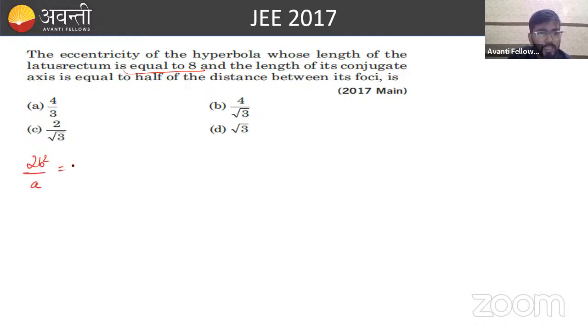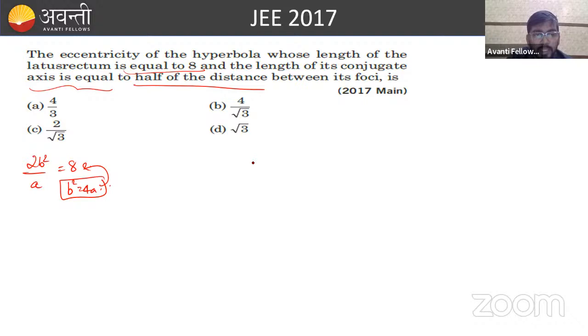2b square by a is given equals to 8, right? So b square equals to 4a. B square equals to 4a is the relation we obtain from this information. Then the length of its conjugate axis is equal to half of the distance between its foci, right? So what is the length of the conjugate axis?